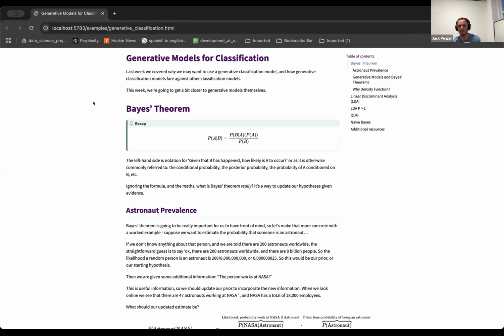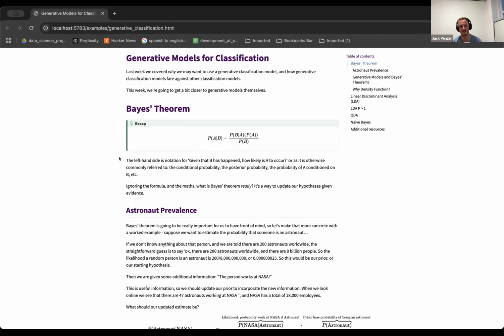And then this week, we're going to do a bit more of a deep dive into the generative models and maybe try to motivate how they work and also why they work? And we'll start with Bayes' theorem. So probably if you're taking this course, you've seen Bayes' theorem a lot. It might not always be top of mind. I don't think it's the most intuitive thing for most people.